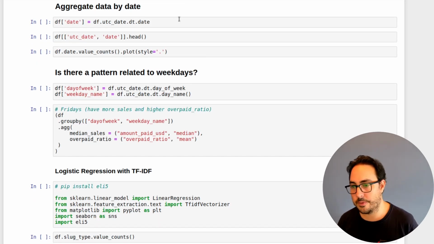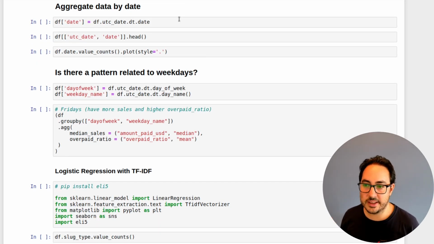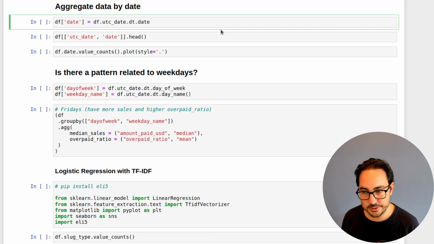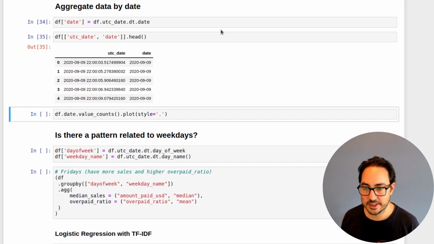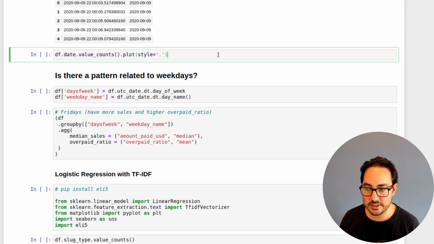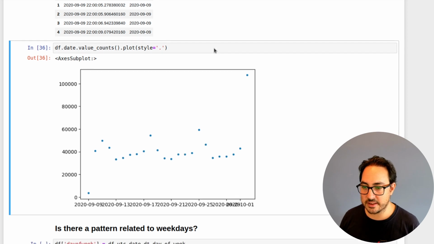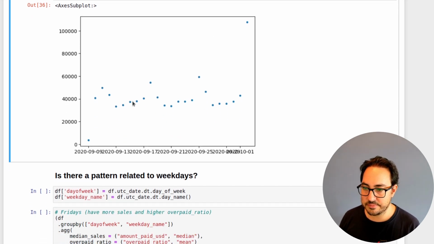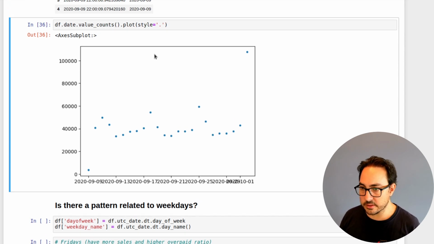Okay, so another thing you could look at in this data is whether there is a pattern in relation to seasonality. In order to do that, the first thing to do is just plot the time series. So here I'm doing a value count by date, just counting the observations by date, and we get this plot. This shows that there's some sort of seasonality here, so probably weekly. That led me to the idea that there might be something different going on by weekday.